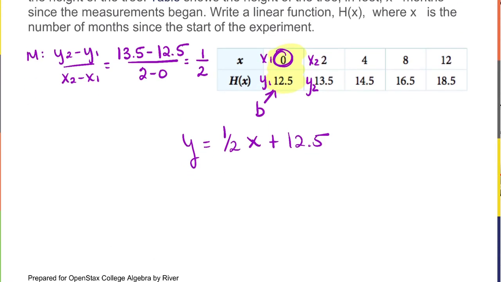Let's make sure I call the function the right thing. So h of x, the height, is 1/2 x plus 12.5. And then we all know how to evaluate the function. So if I said evaluate the height function when the number of months is 9, you would substitute 9 here and you would solve.